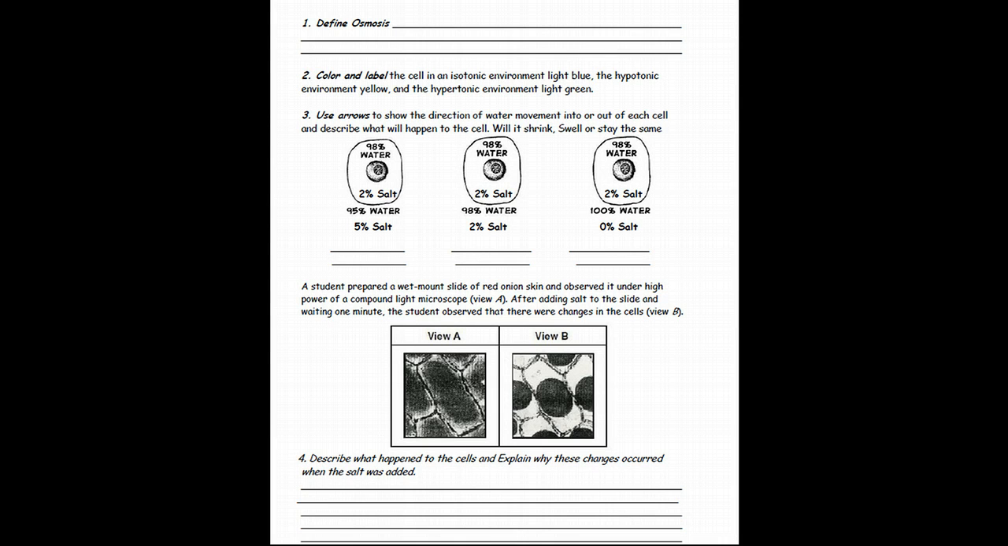Osmosis can basically be defined as the diffusion of water. And so when we're talking about diffusion, we're talking about molecules moving from an area of high concentration to an area of low concentration. And in the case of osmosis, we're crossing a semi-permeable membrane. So when we say diffusion, we're talking about the movement of a molecule. And with osmosis, that molecule is always going to be water.